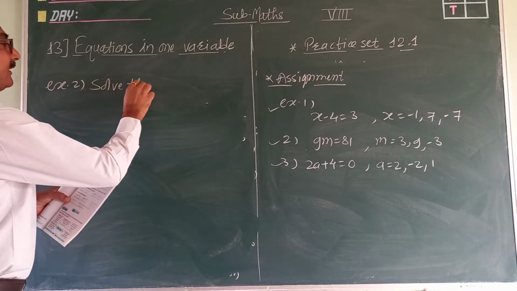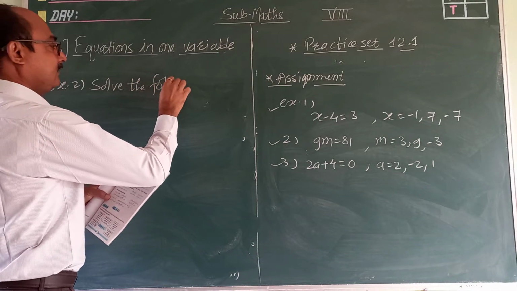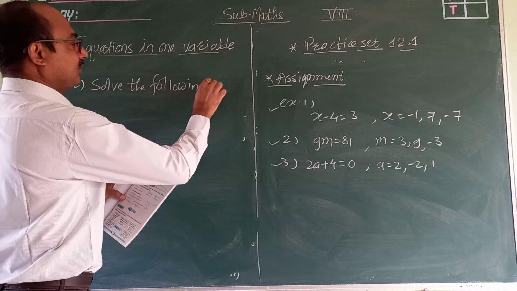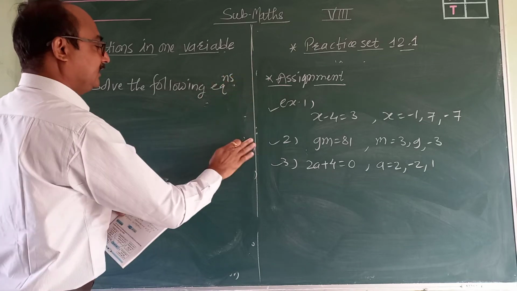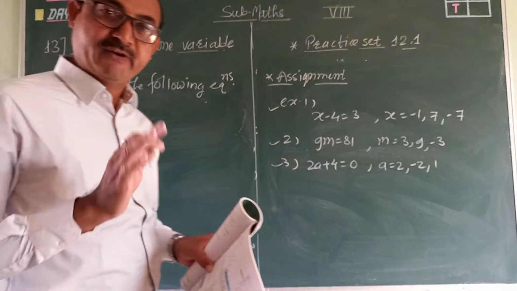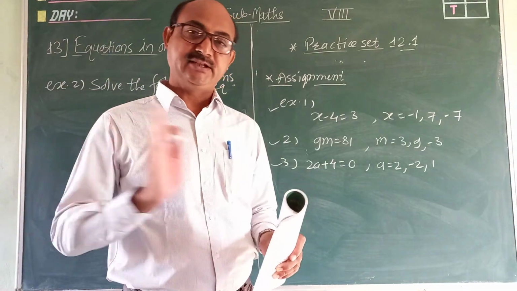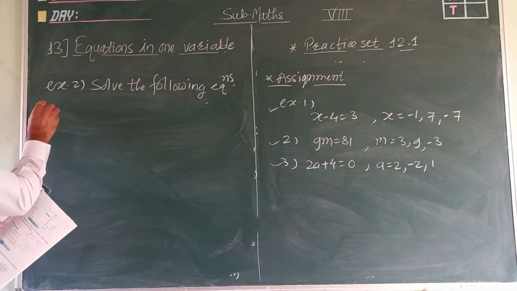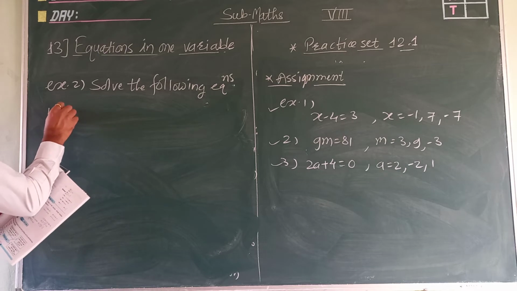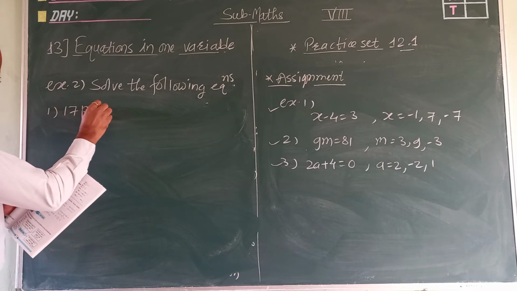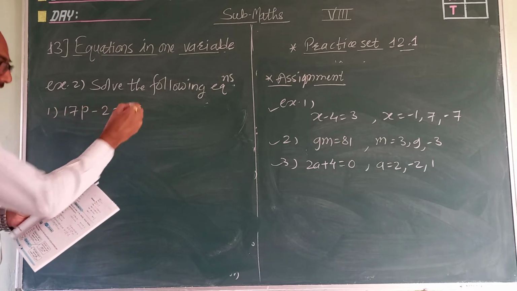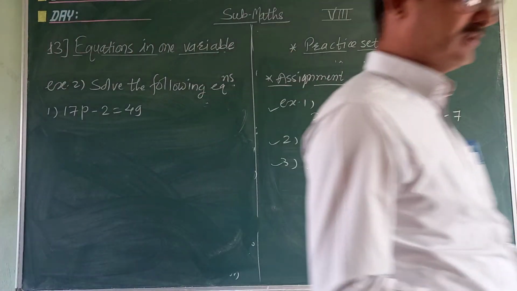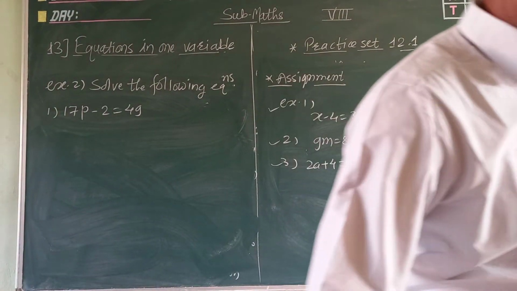Solve the following equation. Now, solve the following equation means what? Here you have to find the value of a variable. Solve means you have to find the value of the variable, that is very important. So we'll see some examples. First one: 17p minus 2 is equal to 49. I will take 3-4 examples on this. So the remaining you have to solve.